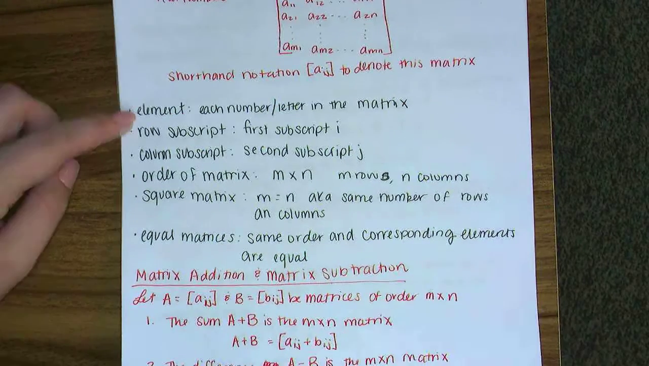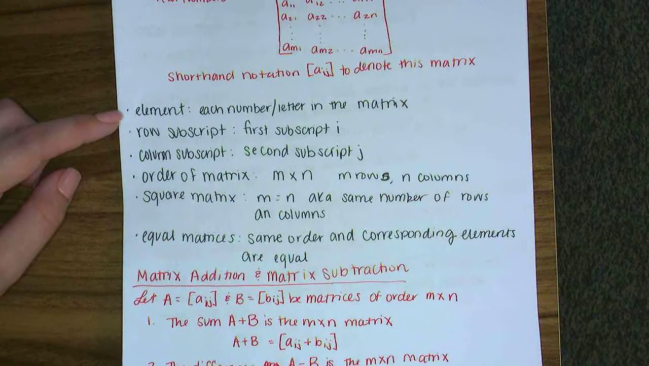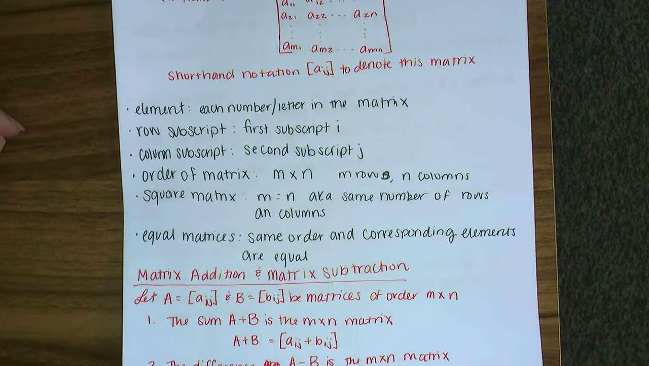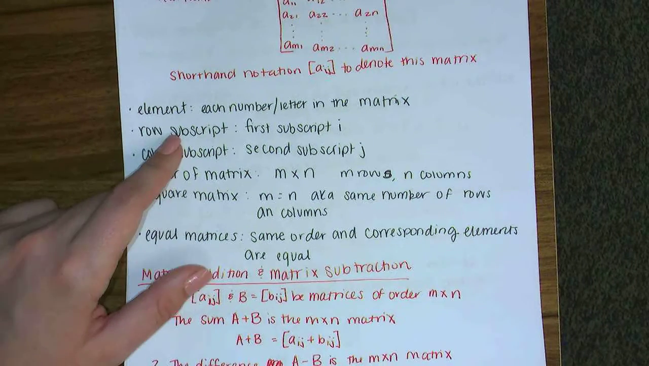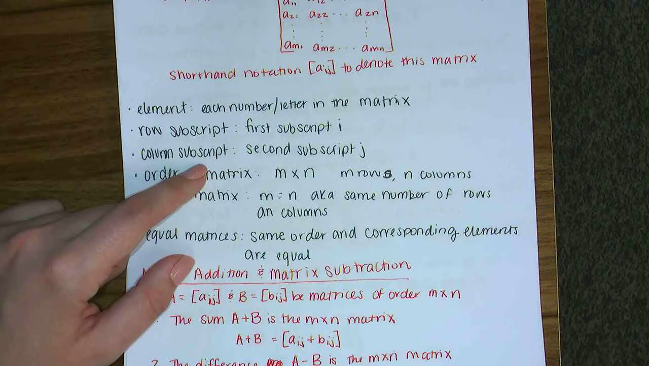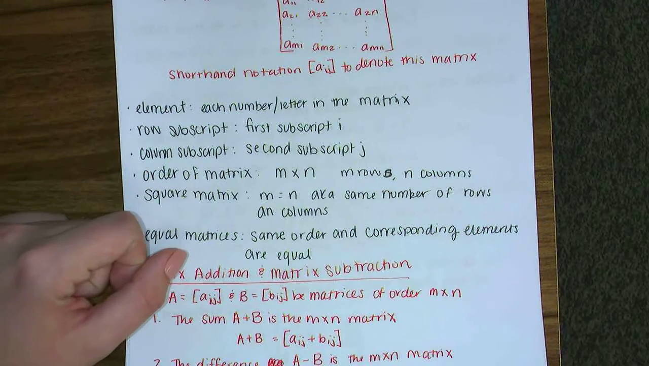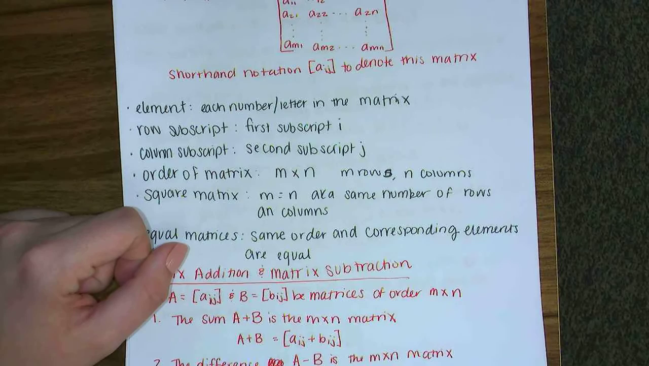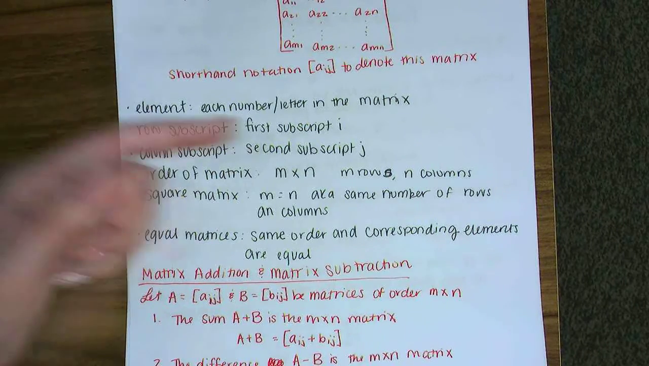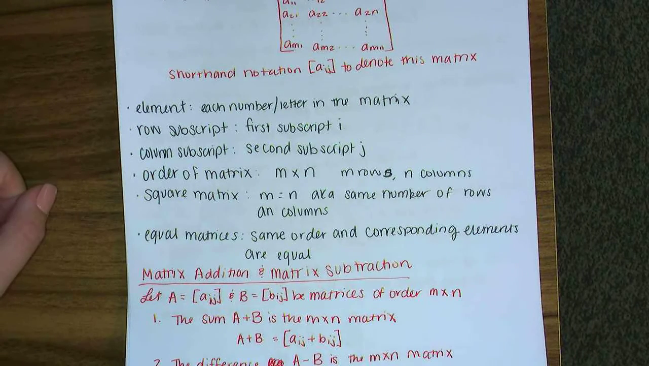We have the elements, which are the letters and numbers within the matrix. The first subscript i is the row subscript, and then you have columns, so the reverse alphabetical order. Okay, row, column. So rows come first, then columns. The order of the matrix, okay, that's, again, like I said, M rows and N columns.